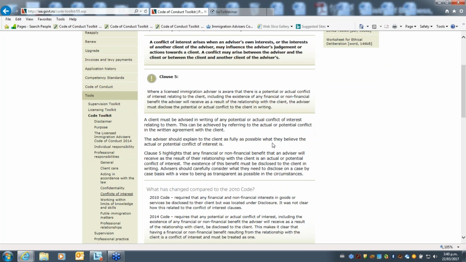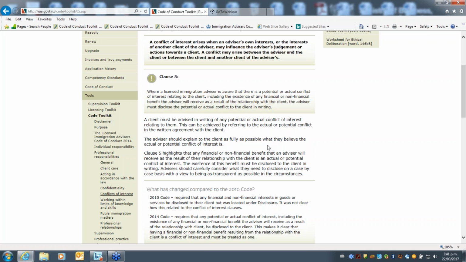So under clause 5, where a licensed advisor is aware that there is a potential or actual conflict of interest relating to the client, including existence of any financial or non-financial benefit the advisor will receive as a result of the relationship with the client, the advisor must disclose the potential or actual conflict to the client in writing. So this is the first step, is transparency. The client needs to be aware that there may be some potential conflict of interest. So the advisor should explain it to the client as fully as possible and in writing.